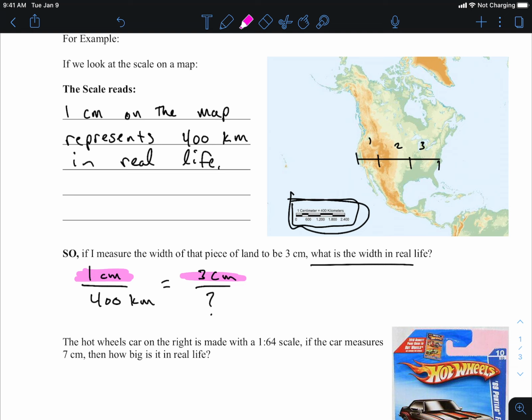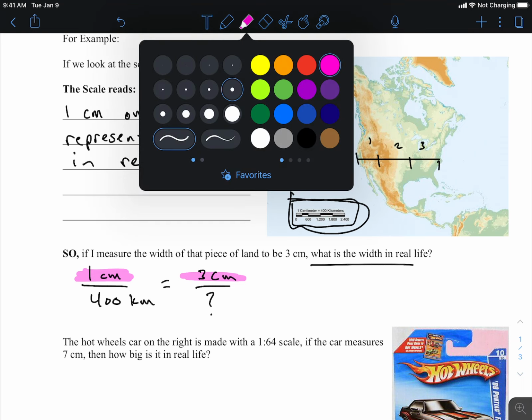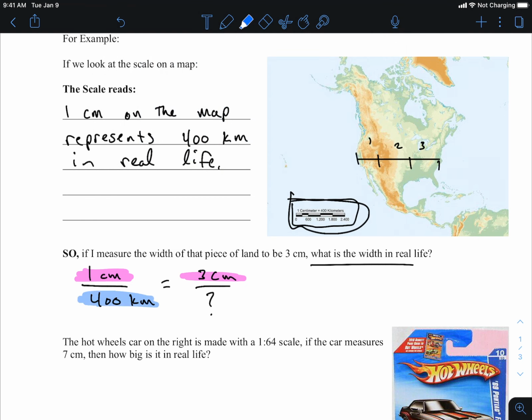Okay? What do I have to do to figure out the bottom? How do I get from 1 to 3? What do I have to do? And remember, we don't add. There's no adding, right? What are we doing? Yeah? Times 3? George, are you going to say times 3? Okay. We're going to multiply by 3 to get to 3 centimeters. So I better do that in the bottom, too. So it's 400 times 3 is equal to what? 1,200 kilometers.